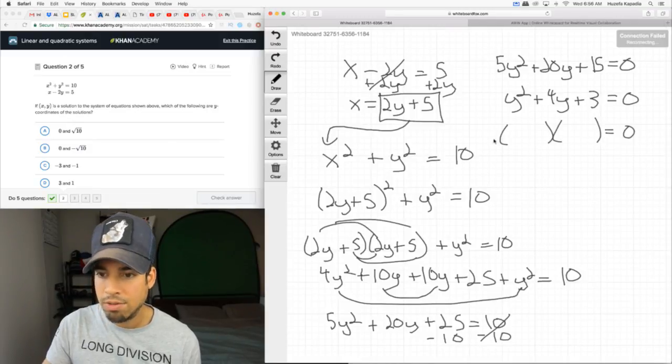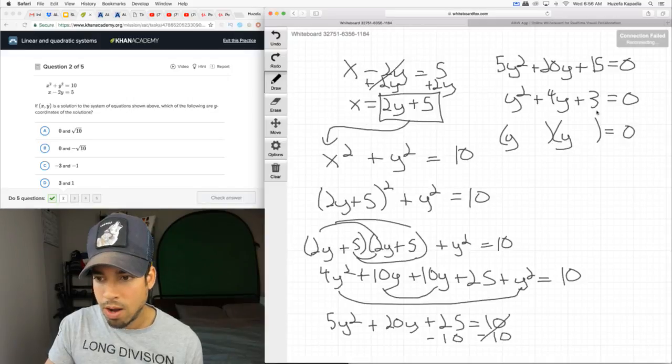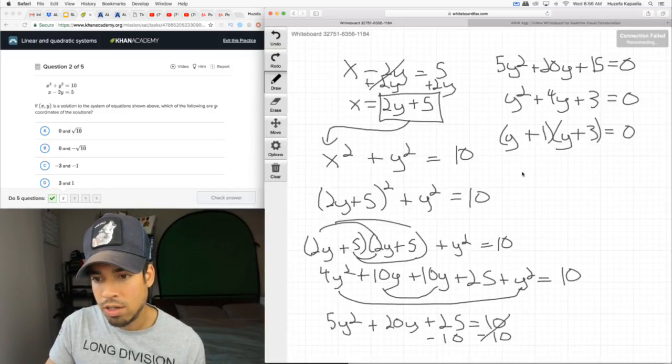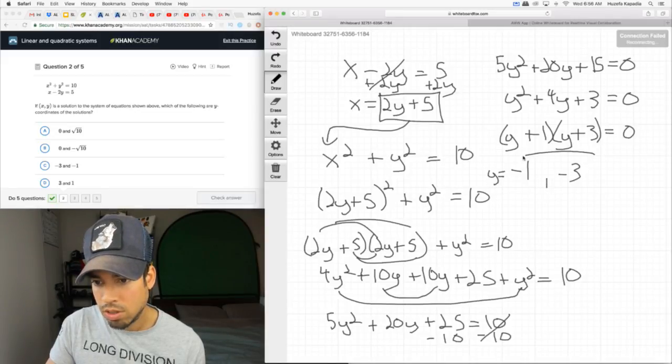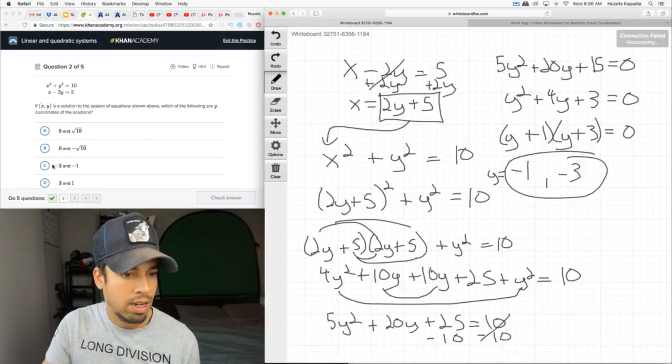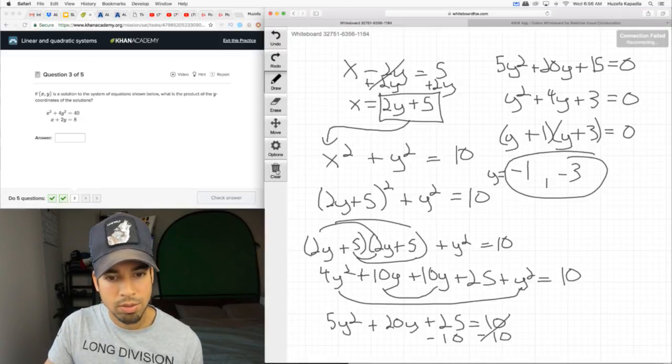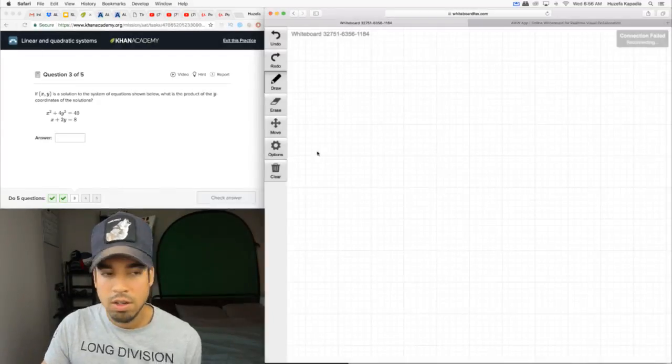Now we can factor this very easily. This is a nice one to factor. y and y. What multiplies to 3 and adds to 4? 3 and 1. And that's it. So our solutions are whatever makes each quantity go to 0, which is negative 1 and negative 3. So y equals negative 1 and negative 3. That's it. Sweet. Moving on.